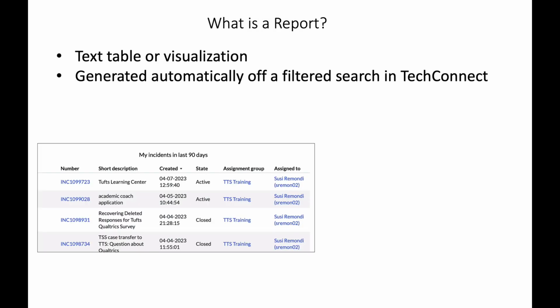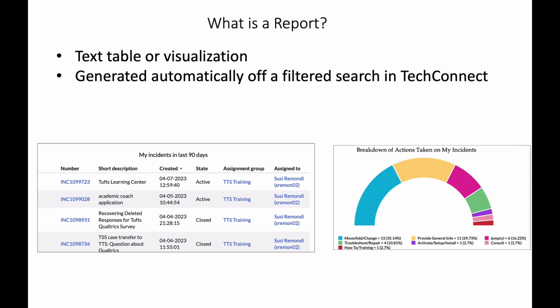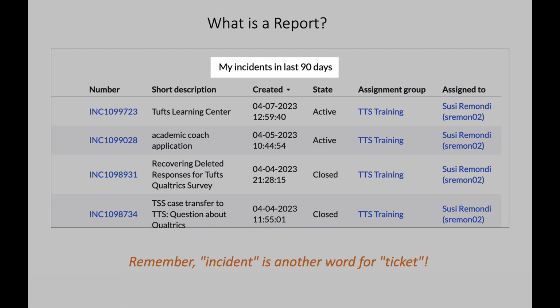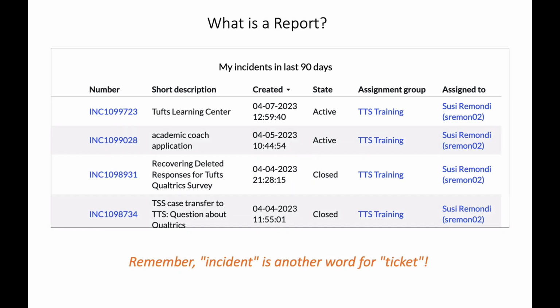A report is a text table or a visualization that's generated automatically off a filtered search in TechConnect. That was a mouthful. For example, I can create a list or a text table of incidents assigned to me in the last 90 days. And remember that incident is another word for ticket. So this is just a list of my incidents in the last 90 days.